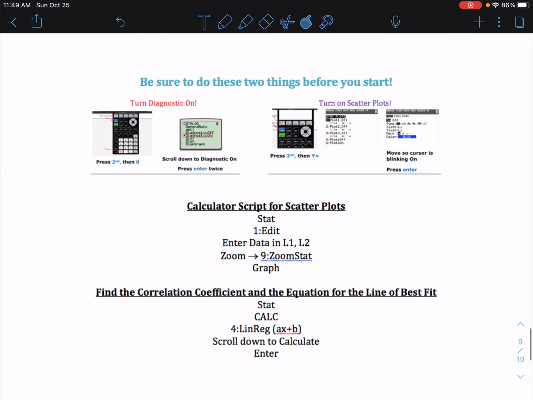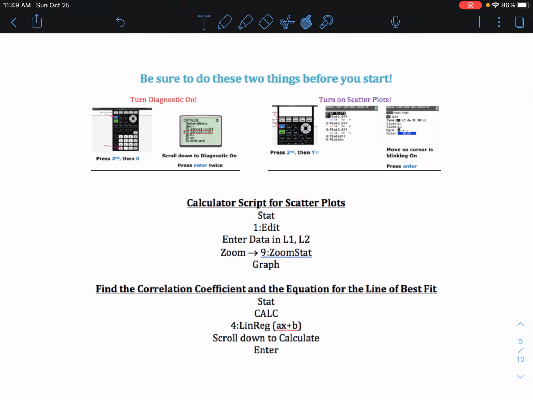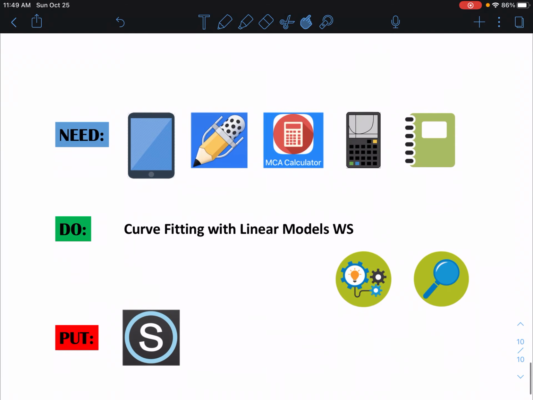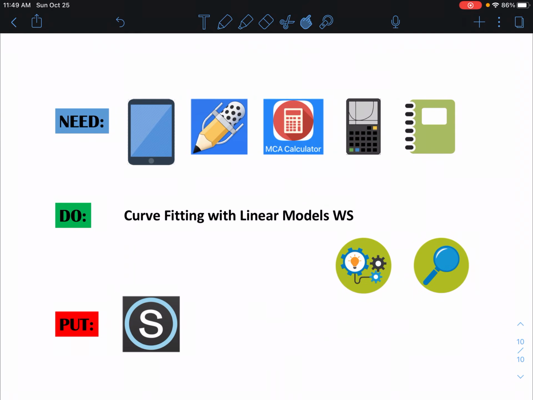Now, once again, I'm also going to post a script for this, and it looks like this. Don't forget to turn your diagnostic on and turn your scatter plots on before you start your assignment. Here's the script for scatter plots. Follow that, and then this is how you find your R and your equation for your line of best fit. So if you get confused, you can have that as a reference. All right. And you can go ahead and get started on your assignment on these kinds of problems.